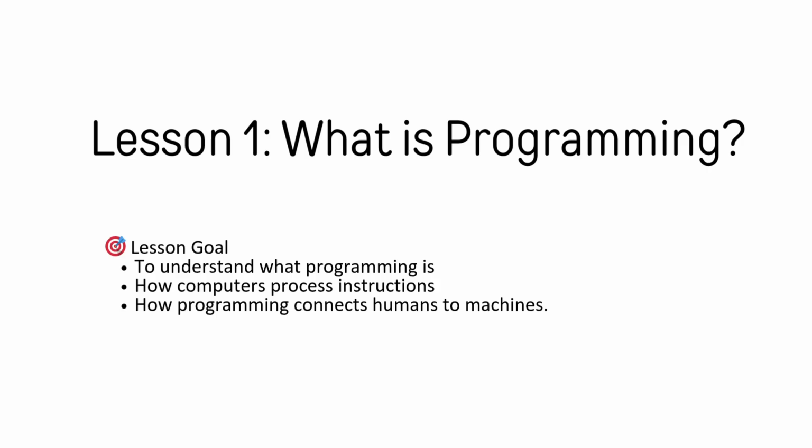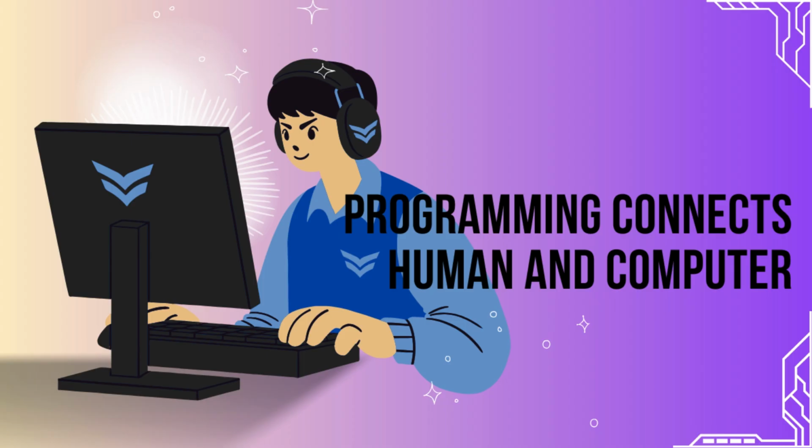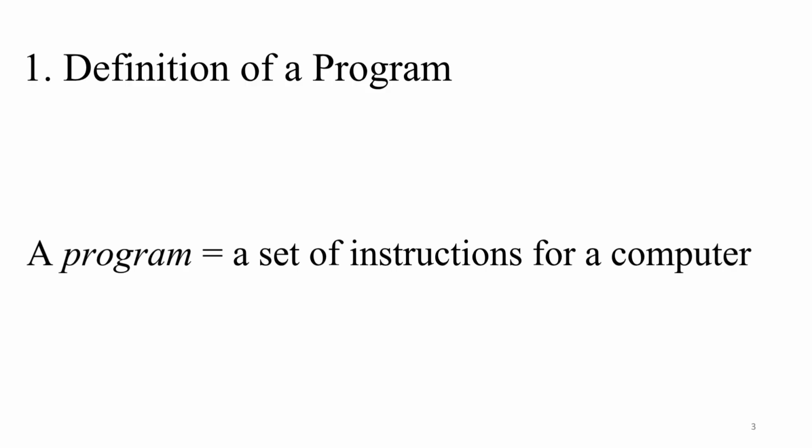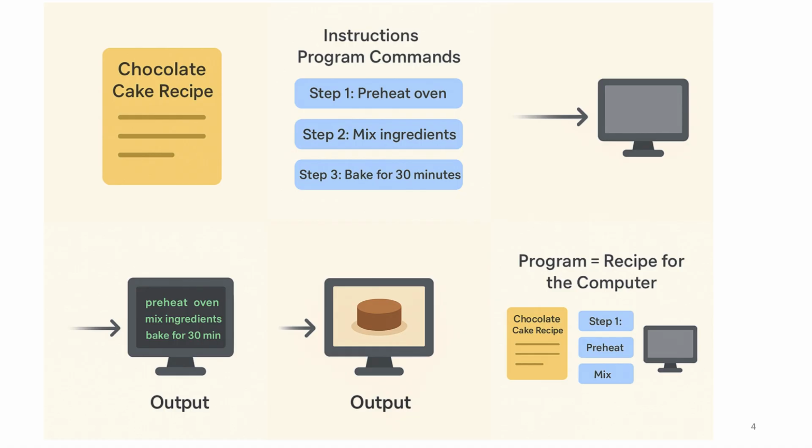Welcome to Lesson 1 of our Complete Programming course for beginners. In this video, we'll explore what programming really is, how computers understand our instructions, and how almost everything around us runs on code. What is a program? A program is simply a set of instructions that tells a computer what to do. Think of it like a recipe. Each step must be followed in order to get the final result.